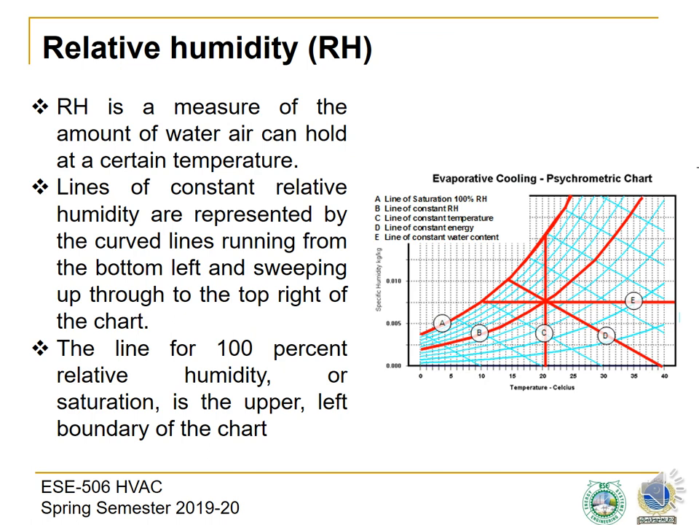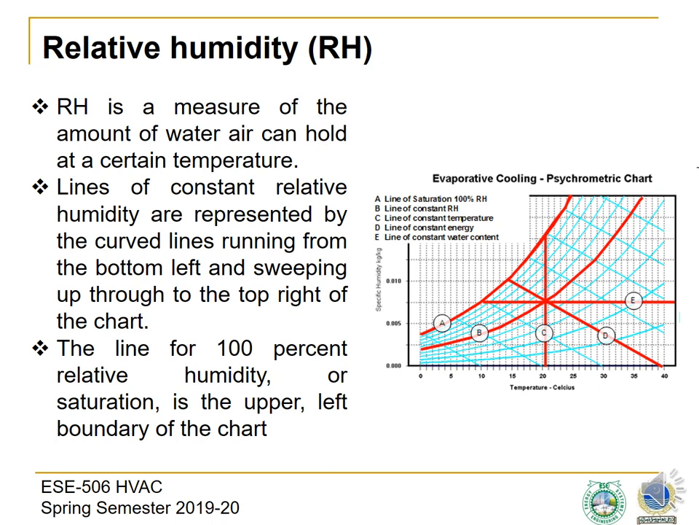Another slide for the relative humidity. Relative humidity is a measure of the amount of water air can hold at a certain temperature. Lines of constant relative humidity are represented by the curved lines running from the bottom left and sweeping up to the top right of the chart, as shown in the diagram. The line for 100% relative humidity or saturation is the upper left boundary of the chart. So this was the explanation of relative humidity.